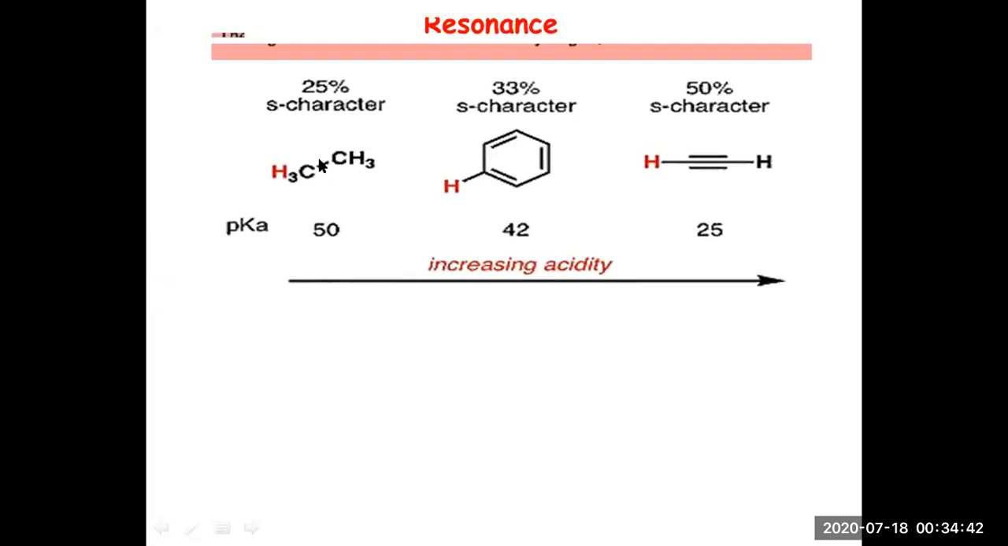The more the percentage of s character, the more will be the electron withdrawal capacity, and higher will be the acidic strength. So you can see the pK values 50 and 42; there is not much difference between these two compounds. But if you compare with acetylene, acetylene is quite strongly acidic as compared to benzene or ethane, because here the hydrogen is attached to an sp carbon atom. So when I go from sp3 to sp2 or sp2 to sp, the acidic strength goes on increasing as the percentage of s character increases.